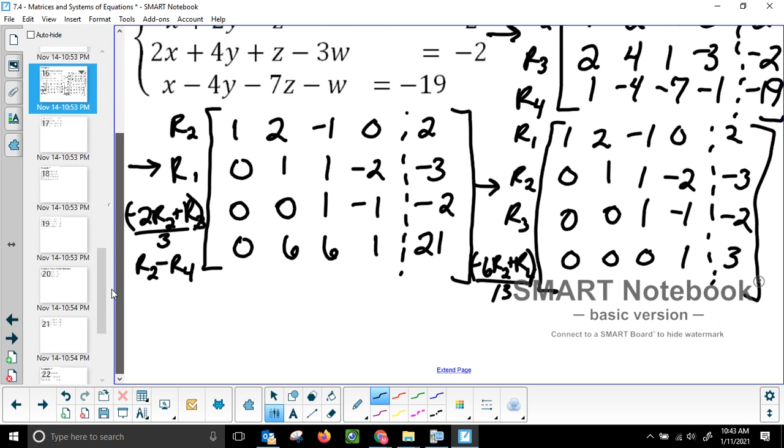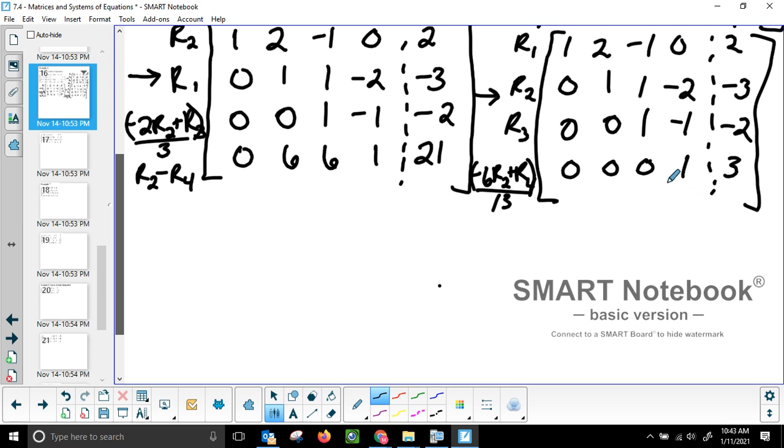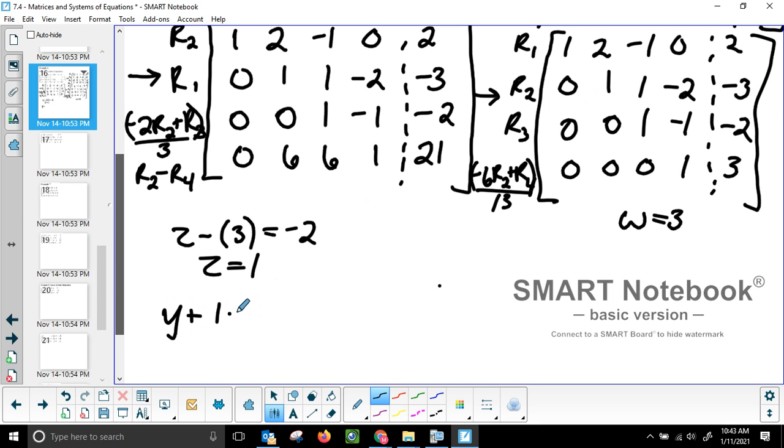So I can go ahead and use backward substitution. This tells me that W is equal to 3. Then I can jump up here, and that will say 1z minus W, which is 3, is equal to negative 2. So add 3 to both sides. Z is equal to 1. Now I can come up here and say y plus z, which is 1, minus 2w, which is 3, is equal to negative 3. So this is negative 6. 1 minus 6 is negative 5. So if I add 5 to both sides, y is equal to 2.